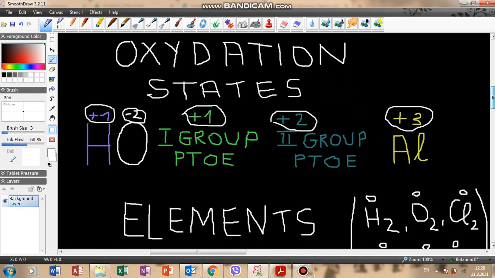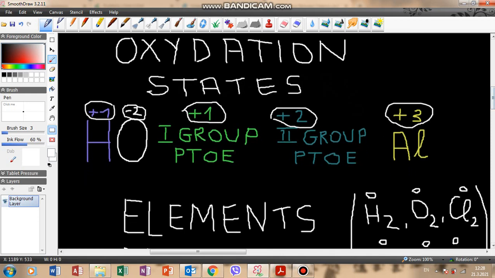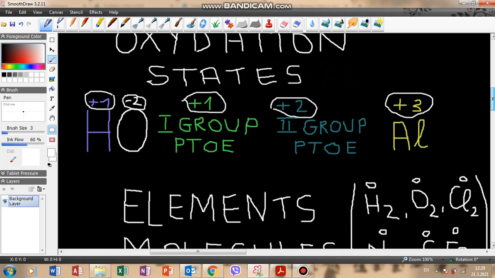So why did I tell you about these elements? Because in order to calculate the oxidation state of some element that is not always in the same oxidation state, in most cases you need to know the oxidation states of the other elements that are in the vast majority of their compounds the same.